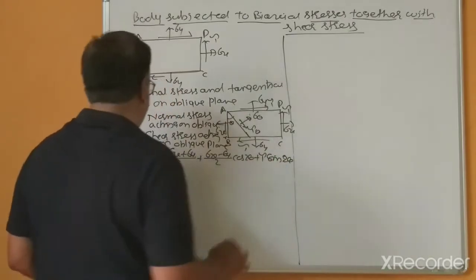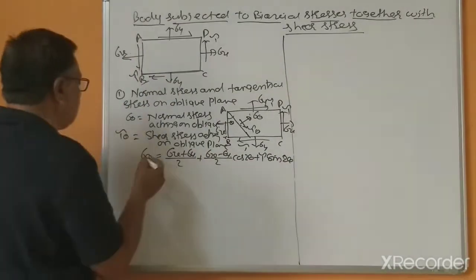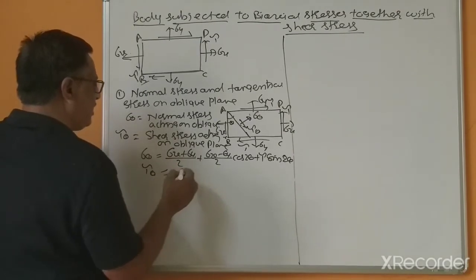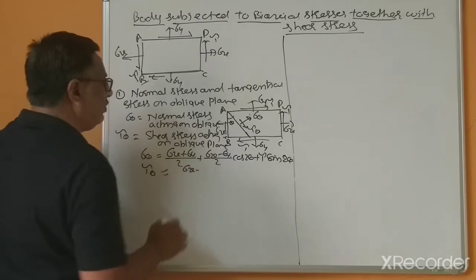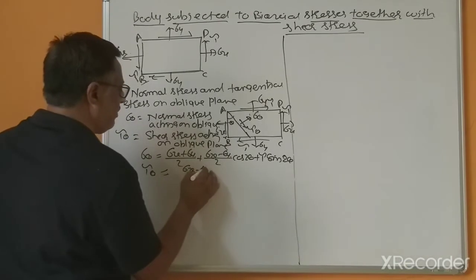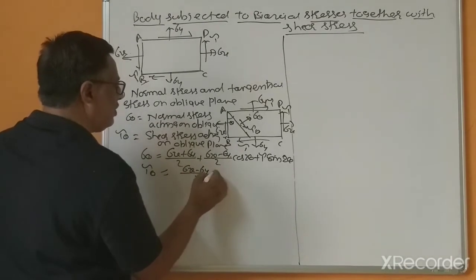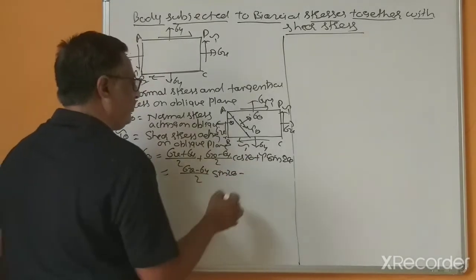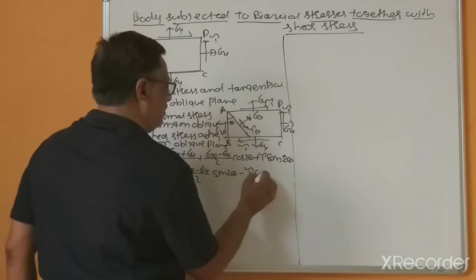By using this formula we can calculate the normal stress acting on the oblique plane. Similarly, for shear stress, tau theta equals sigma x minus sigma y divided by 2, with sin 2 theta instead of cos 2 theta, the sign changed, and then tau cos 2 theta.